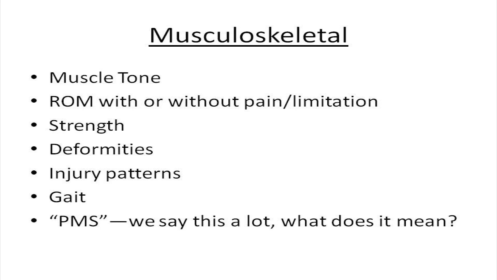Next is musculoskeletal. You want to make sure you assess muscle tone, the range of motion of each of the extremities, and whether there's pain or limitation in range. You want to assess the strength of the extremities, whether there's any deformities, whether you see any injury patterns suggestive of abuse or other neglect. If the patient's able to walk, assessing the gait is always important.